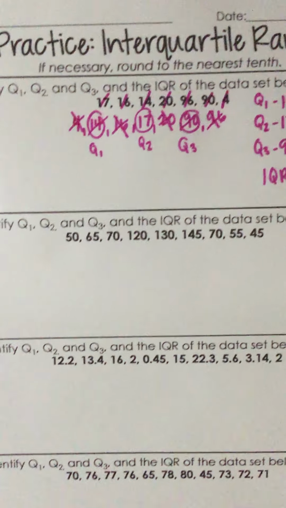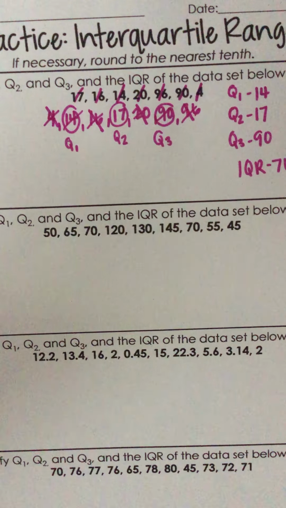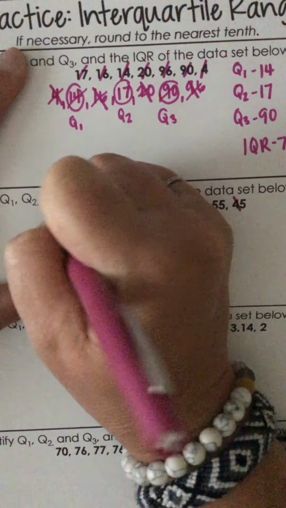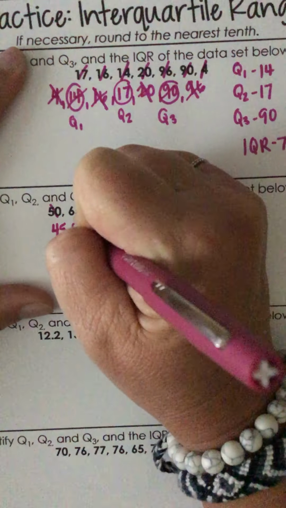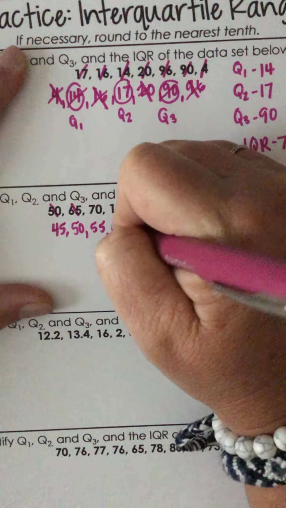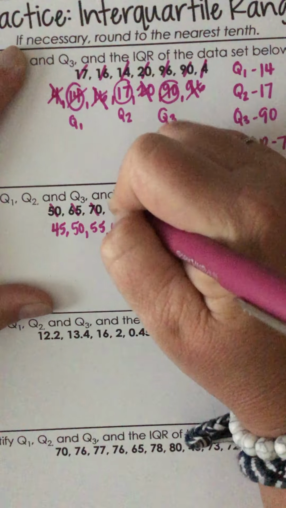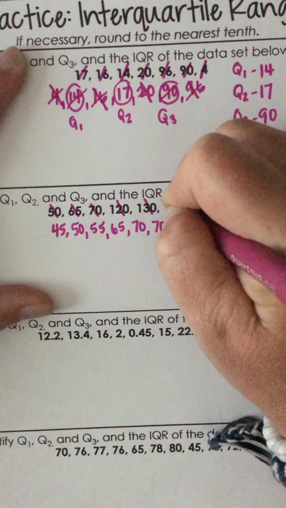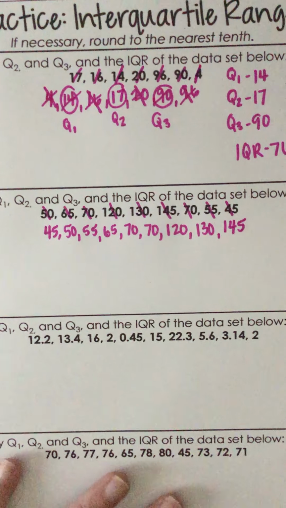So now let's go to question number 2. We're doing the exact same thing. And again, noticing that our numbers are not in order least to greatest, so that's the very first thing I want to do. Okay, so now my numbers are in order from least to greatest.